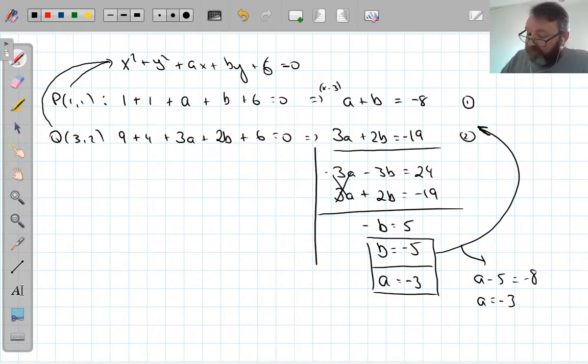Number 11, whoops, get rid of that. Number 11, I want to move the page up a little bit here. Yeah, move the page up.